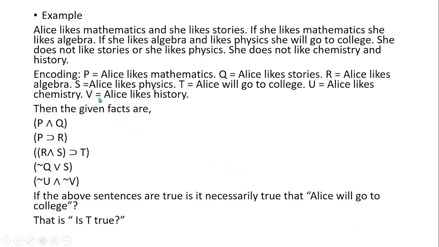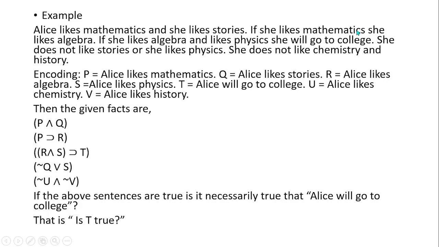So in the forward chaining, these are the sentences they had given. Alice likes mathematics and she likes stories. Whenever we are writing in alphabets, you can take any letter. First, Alice likes mathematics, this sentence we take as P. Then she likes stories, so Alice likes stories as Q.